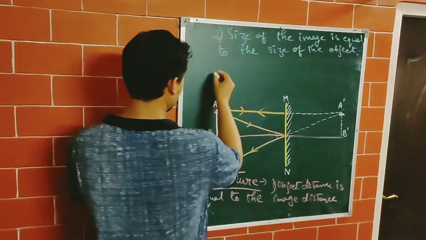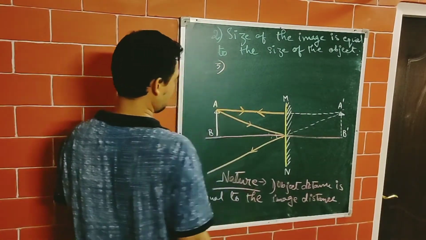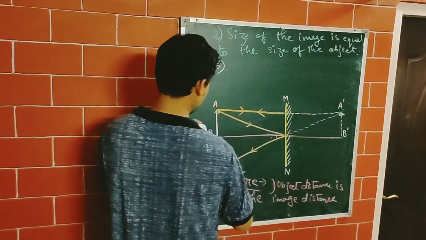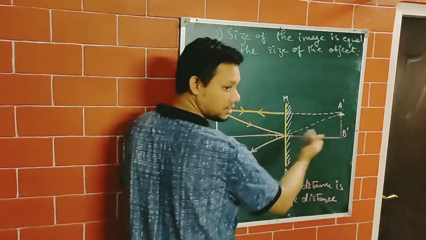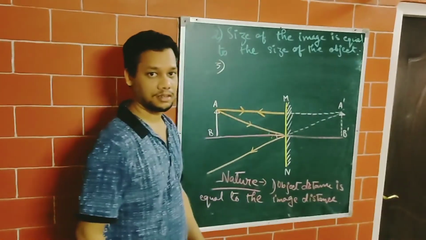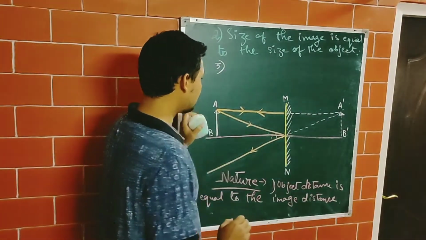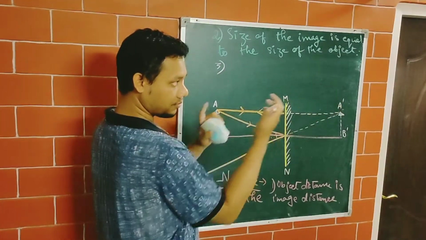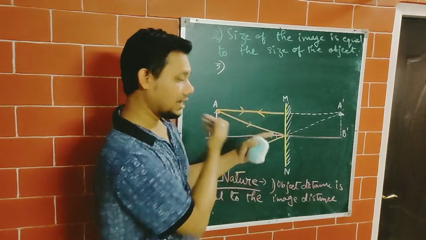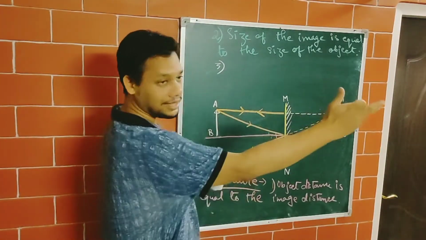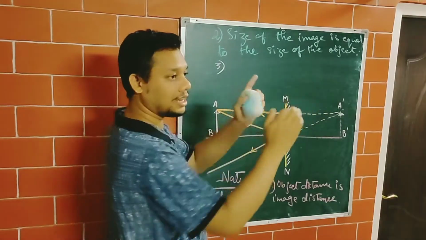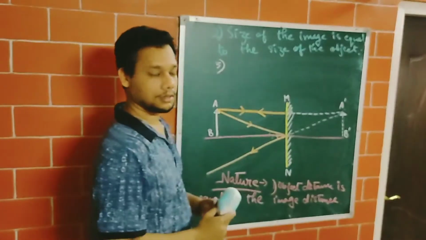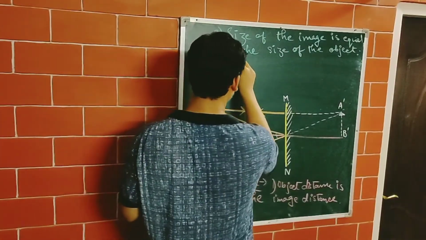Third point is that the image formed will be laterally inverted. How is the image? It is laterally inverted. This means the right side of the object appears on the left side of the image in the mirror, and the left side appears on the right side of the image in the mirror. This is called lateral inversion. It is like this. So it will go like this. The front side will be laterally inverted.